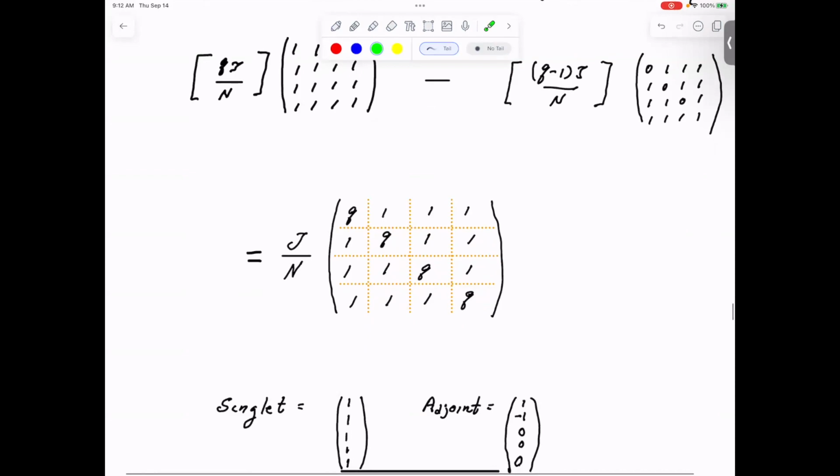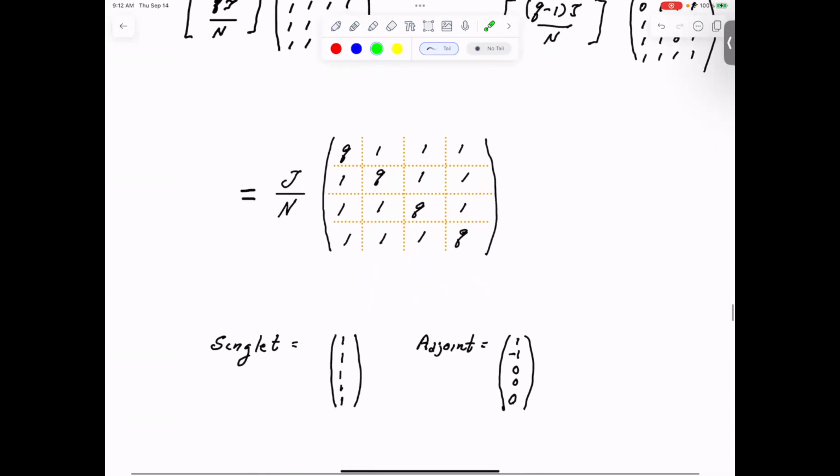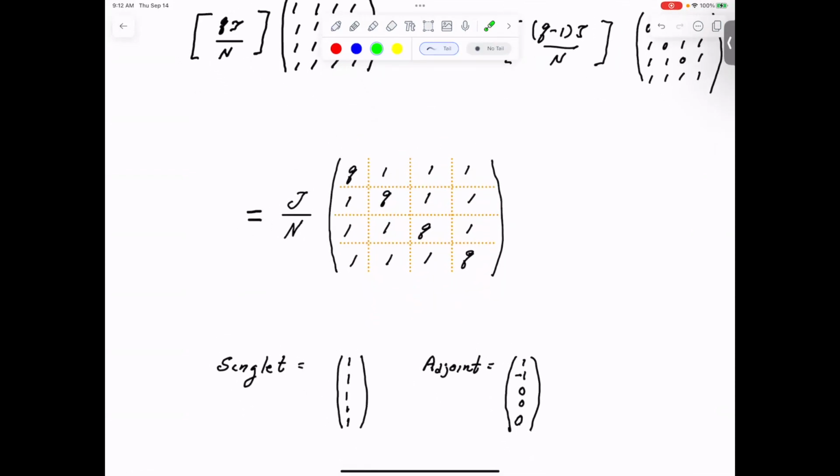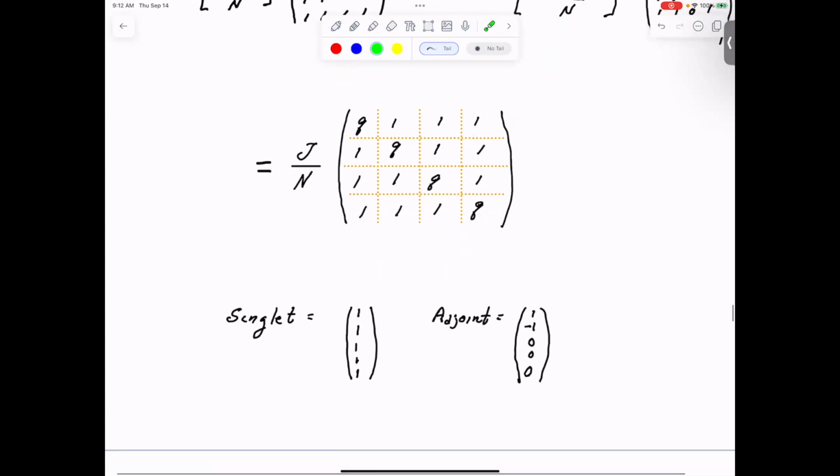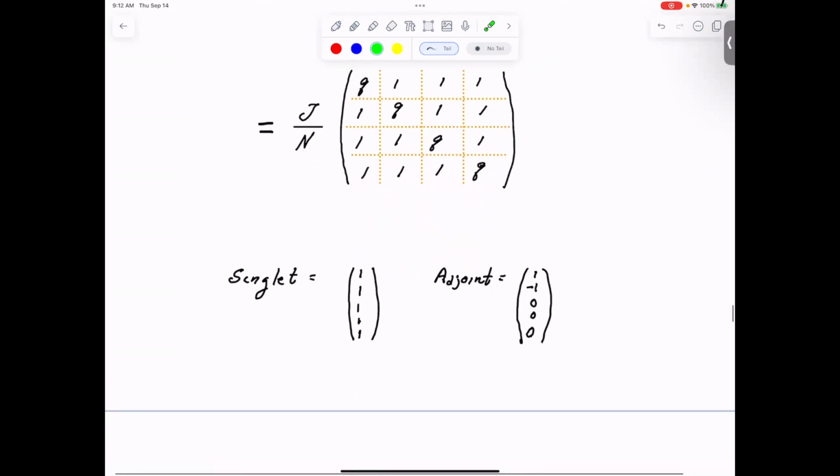Now, you don't have to keep track of this. I'll tell you what the results are. We're interested in the eigenvalues of this matrix. The eigenvalues for the singlet and the adjoint states.